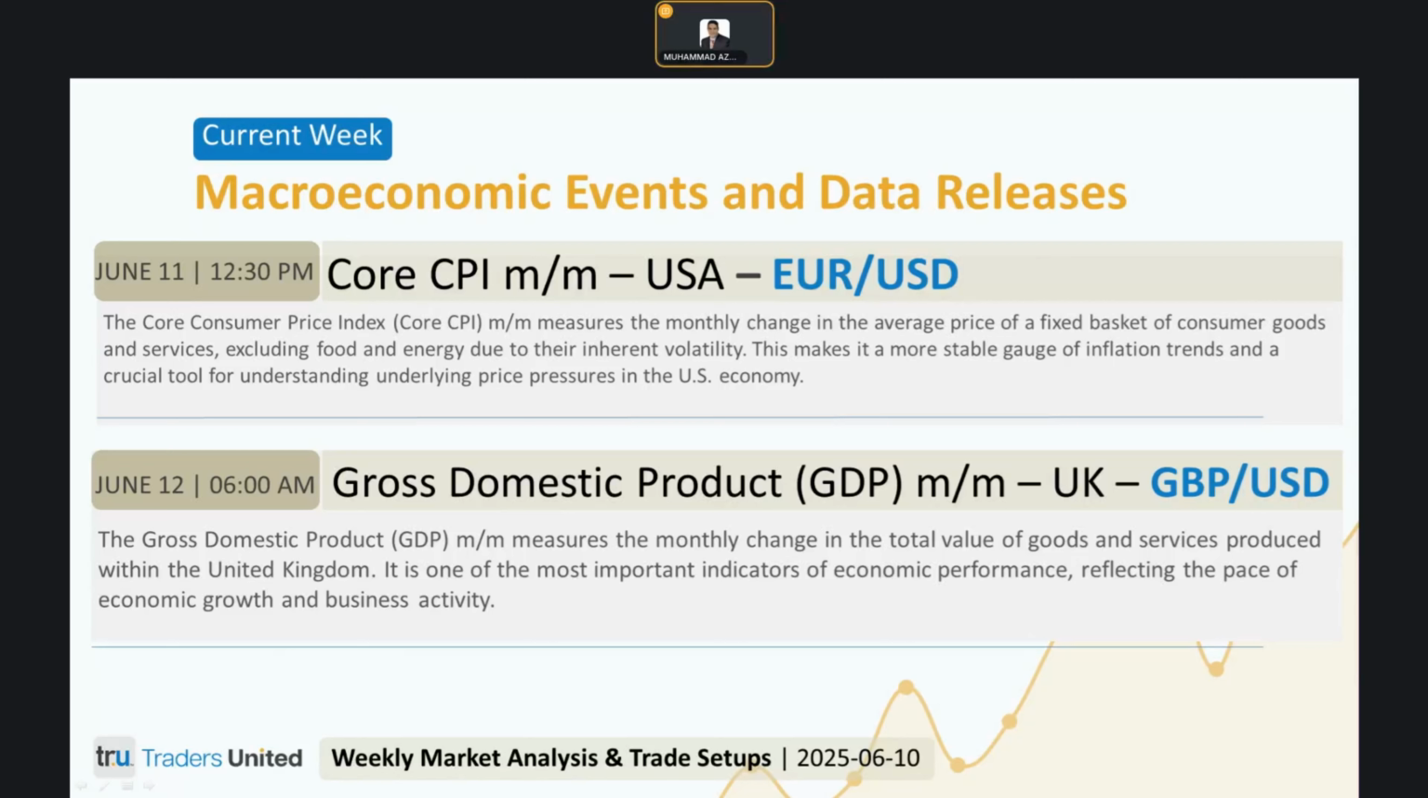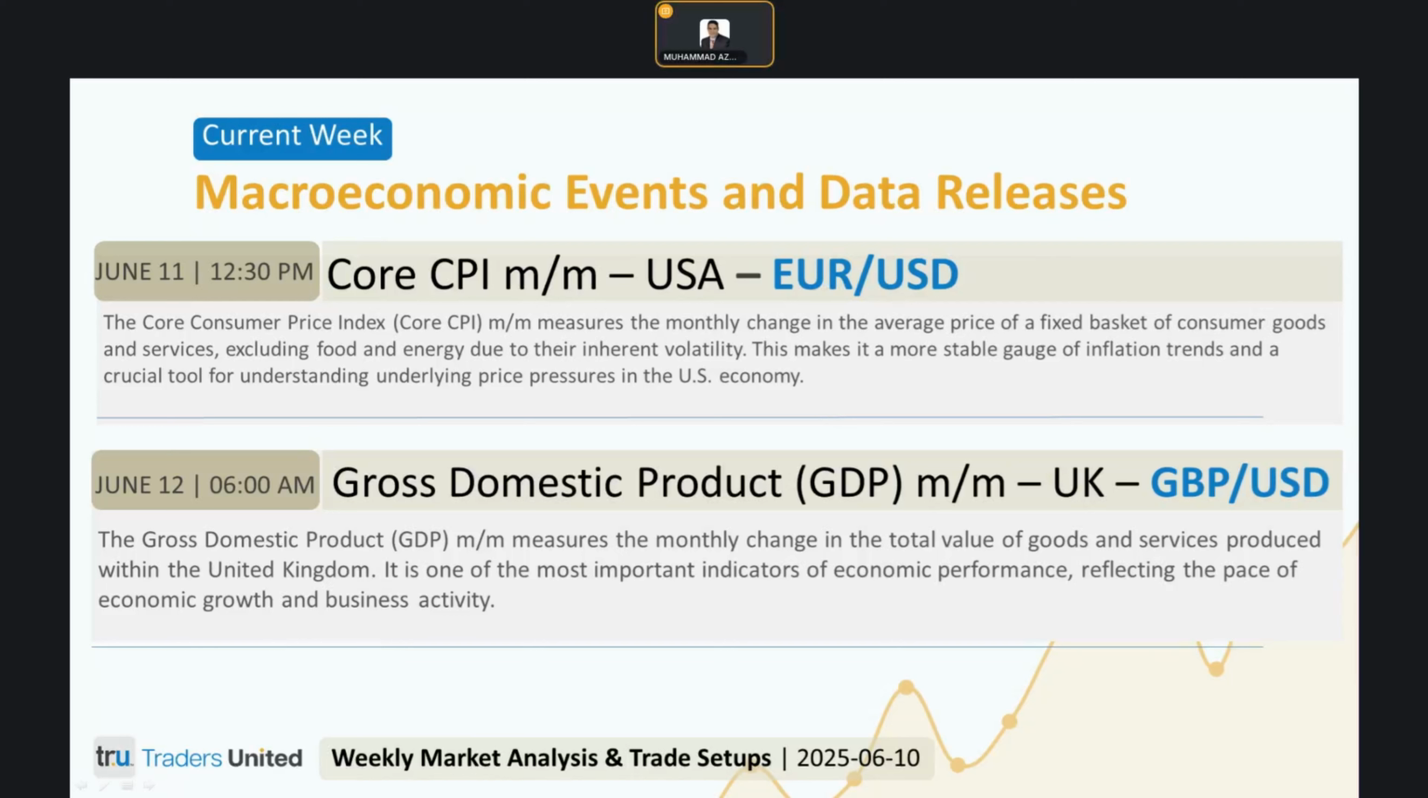Now, if the GDP matches the minus 0.1% forecasted level, then it confirms mild economic contraction, and market reaction may be neutral or slightly bearish, especially if there are no signs of recovery in future outlooks. So GBP/USD may trade sideways or drift lower depending on risk sentiment and US dollar strength.